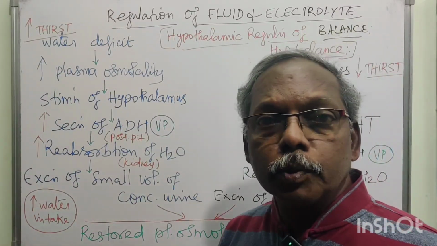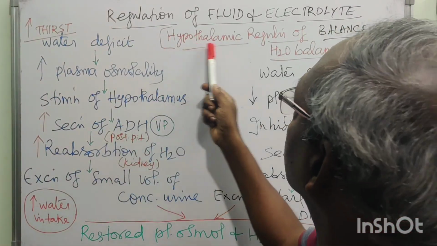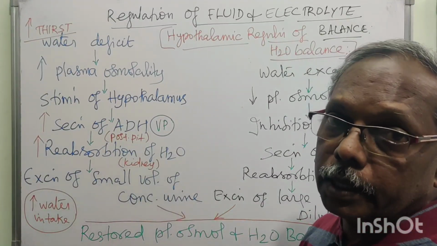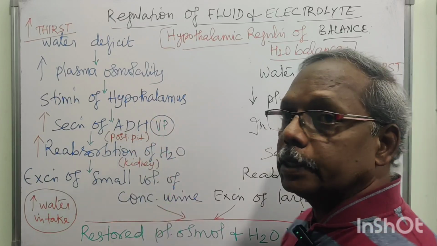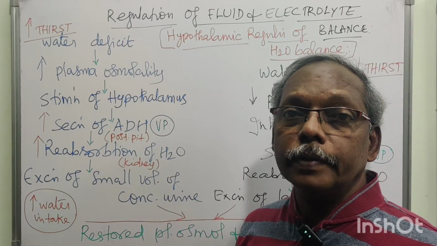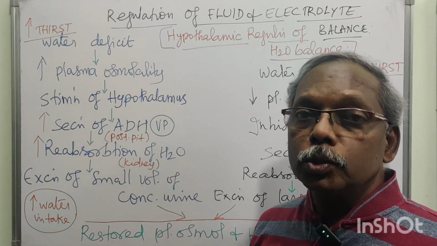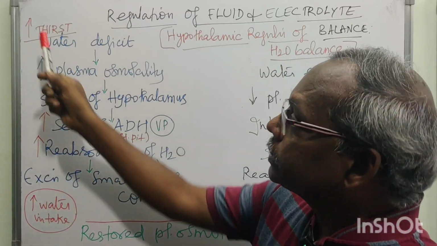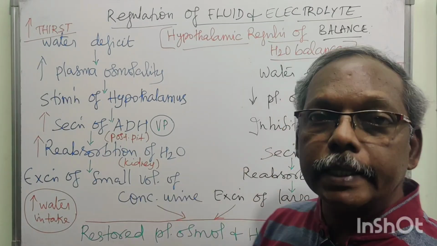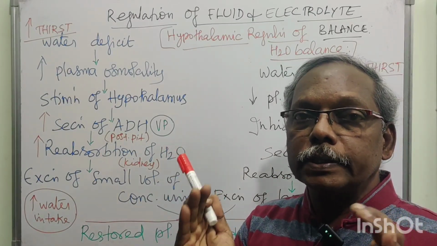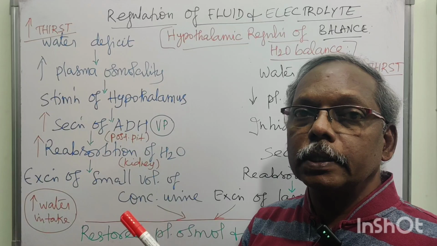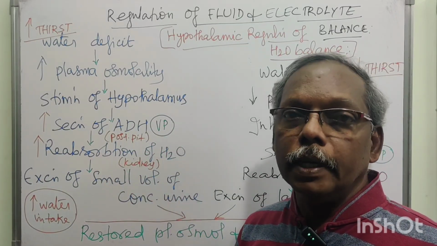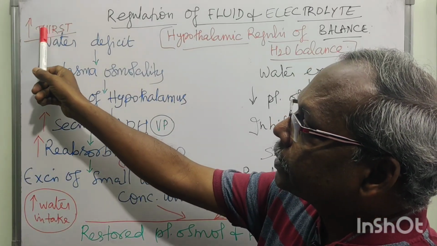Now we are going to discuss the first and second points, that is hypothalamic regulation of water and electrolyte balance. Hypothalamic regulation, and what is the role of ADH, antidiuretic hormone, other name vasopressin, which is secreted by the posterior pituitary. We have 2 situations: one is increased thirst, another is decreased thirst. In these 2 situations, how the pituitary, hypothalamus and kidney act and how they maintain the water and electrolyte balance.